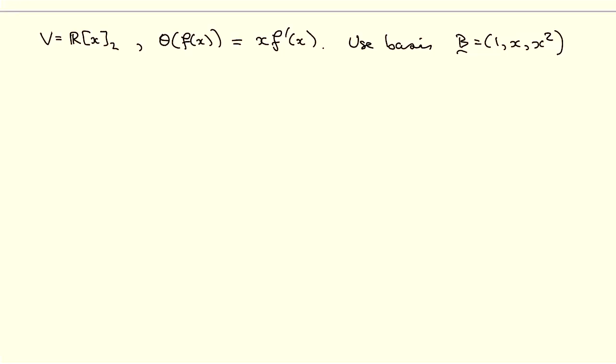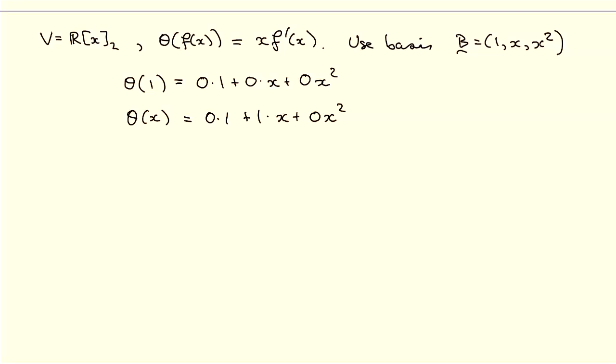Okay, so then we have to work out the matrix. I would just do it by computing theta of each of the basis elements and writing it back in terms of the basis elements, and that'll give my columns, 3 columns. So theta of 1 is 0, so it's 0 times 1 plus 0 times x plus 0 times x squared. Theta of x is x, just using the formula. And theta of x squared, I get 2x squared.